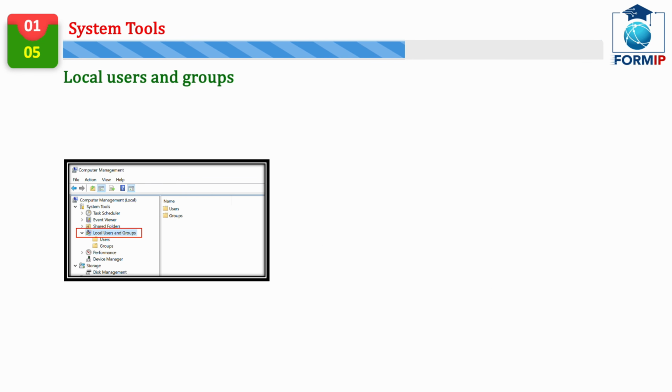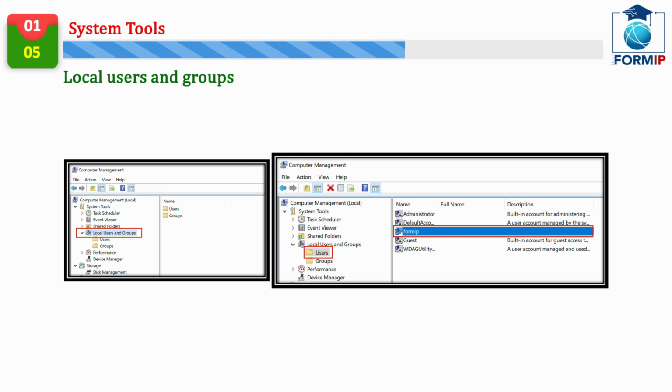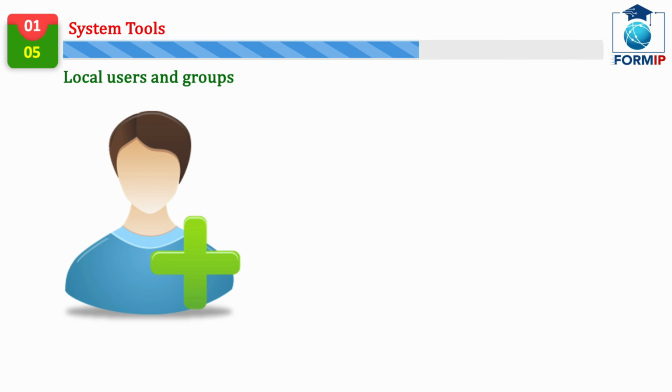Local users and groups. We will now move on to local users and groups, which is the place where we can manage the users of the system. For example, if you go to the users folder, you can see my user formip, which is the account with which I am opening my Windows session. We will now see how to create a new user.